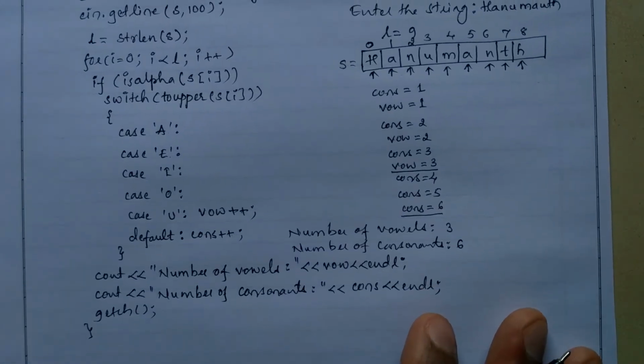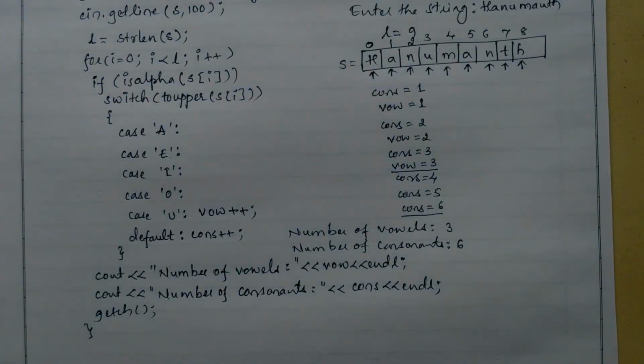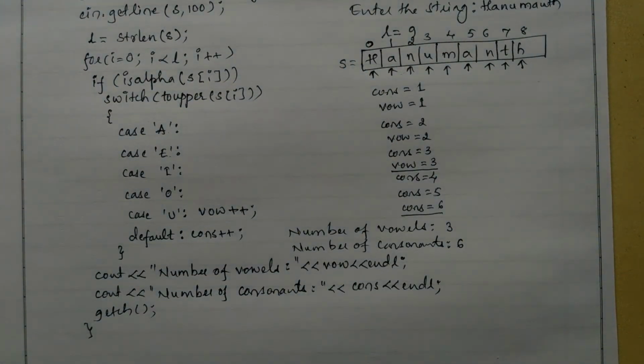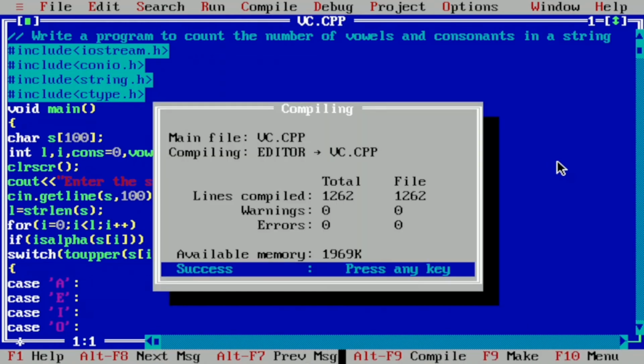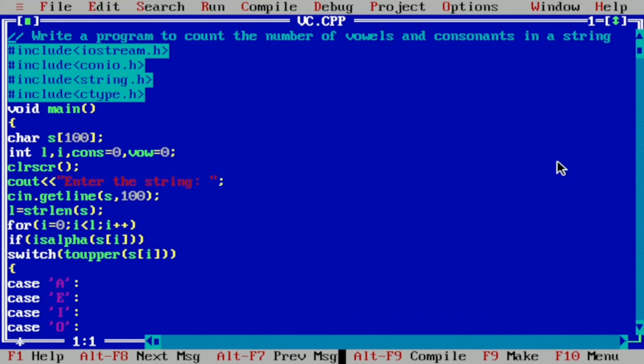Okay, so let us execute this program. For that I will take you to my laptop screen. Here you can see I have already written this program in the Turbo C++ compiler to save your time. Let us compile this program by pressing Alt F9. Here it is showing success, that indicates there is no syntax error, and now I'm going to press enter. Let us execute this program by pressing Ctrl F9.